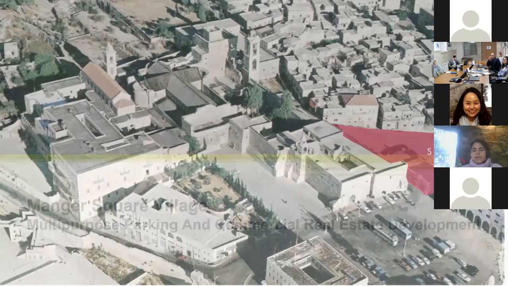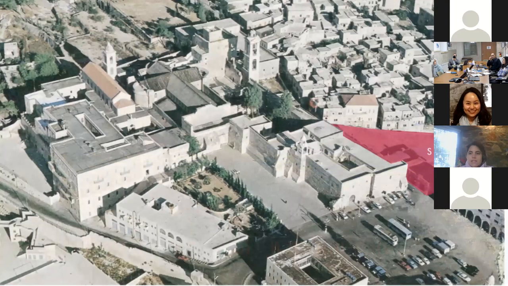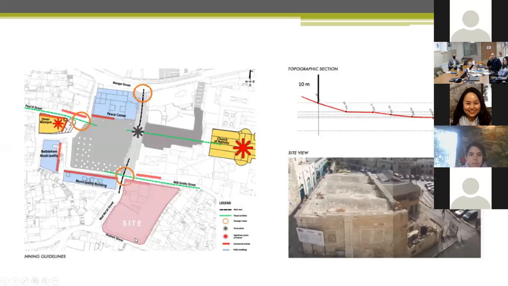We can see that the site is located at the southeastern corner of Manger Square, highlighted in red. So it's very close to Manger Square and the Church of the Nativity. The land is owned by the Armenian Patriarch, and as you can see, it has a 10-meter drop, so it's a very steep site. It's in very close proximity to the Peace Center, the Church of Nativity, and Manger Square, so it's a very important location.